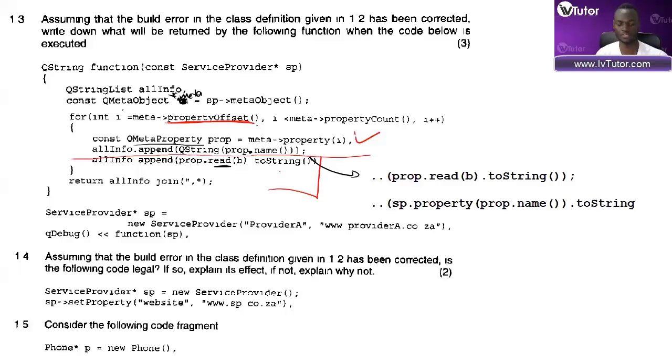So this is what we did during our assignments. We just get the name of the property. Once we get the name of the property, we simply use the property function to get the value of the property. And then you simply go dot toString to make it a string. Or another shorter way is to use the read function of your meta property. So these are the two different options of getting the value of a property.